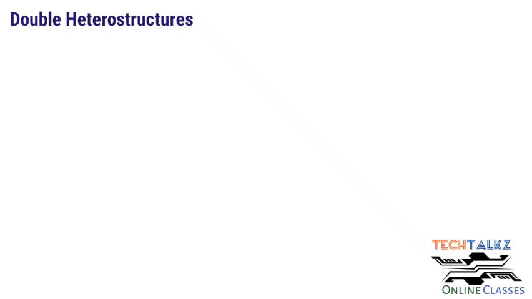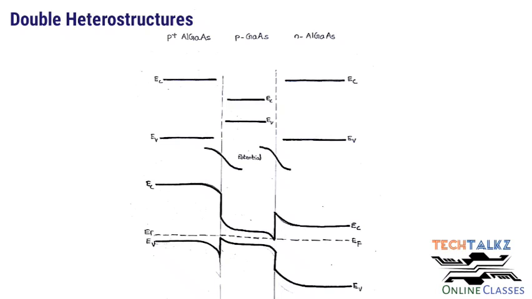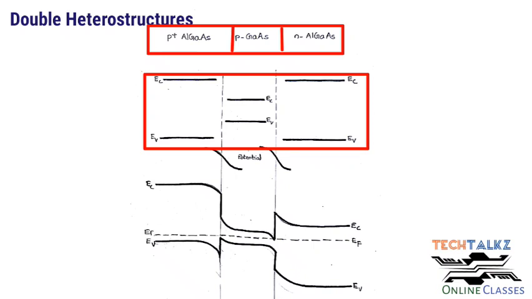Anyway, now I am interested in drawing the energy band diagram of a double heterojunction. Now take P plus type AlGaAs, plus means heavily doped P region, then P-type AlGaAs, then P-type GaAs, gallium arsenide, and N-type AlGaAs. So there are two junctions, two heterojunctions. So before joining, the band diagram will be like this. Check the Fermi levels. In P plus, it's very, very close to the valence band.